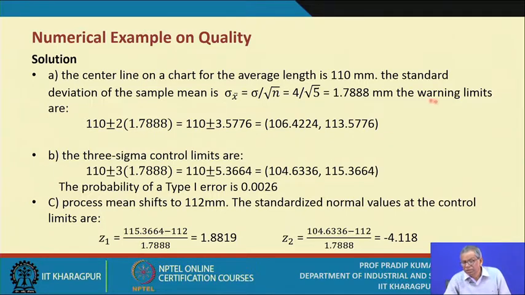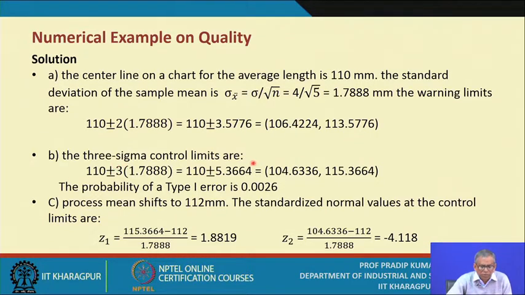1.7888. The warning limits are, this is 110, that is the center line, plus minus 2 sigma. So 2 sigma x bar, that is 2 into 1.7888. That means you have these two values. That means the warning limit on one side, and this is the warning limit on the other side, 106.4224 and 113.5776. Is it okay? Essentially these are plus minus 2 sigma limits.